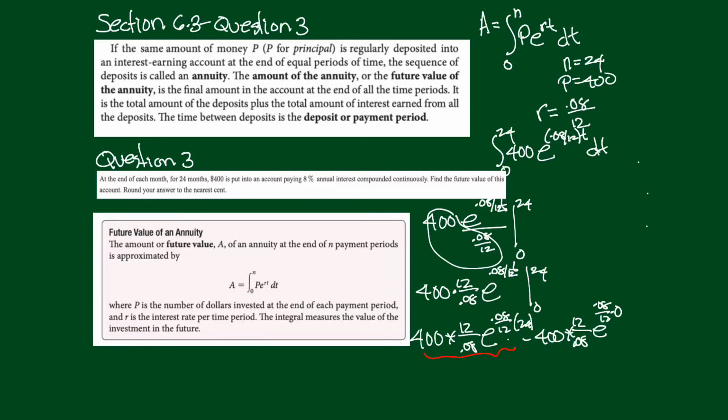All right, and when I did that carefully on my calculator, I got this number right here. Let me look for it again. I got 10,410.70. All right, so what we're going to do now is we're going to take $400 a month, put it at the end of each month into an account that pays 8% compounded continuously, and at the end of 2 years, we're going to have $10,410.70.